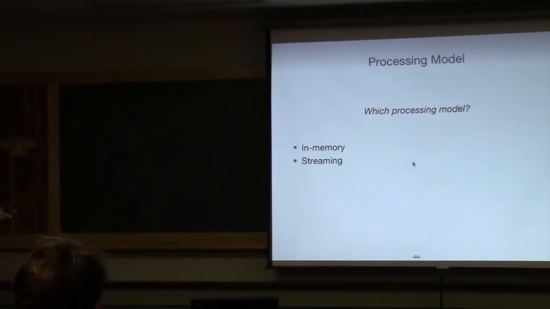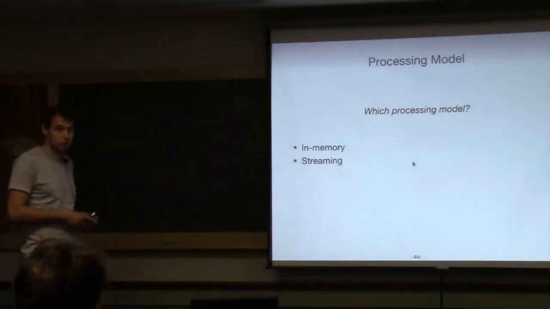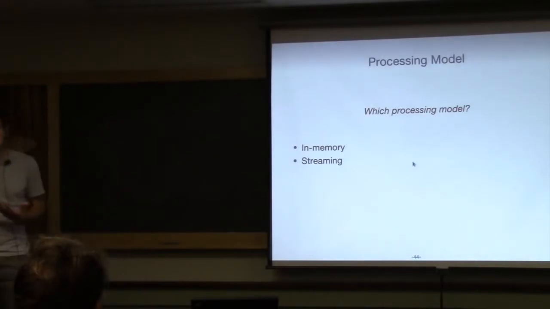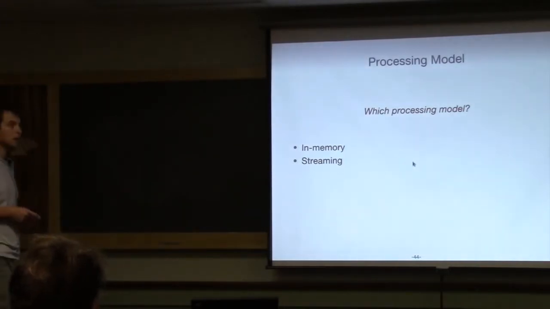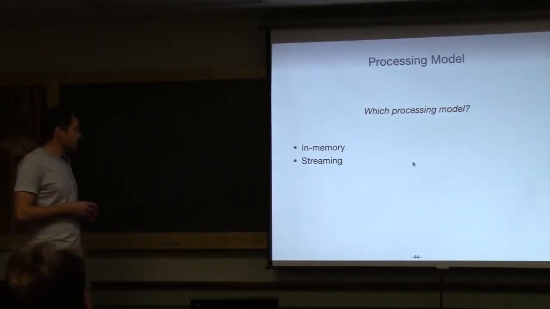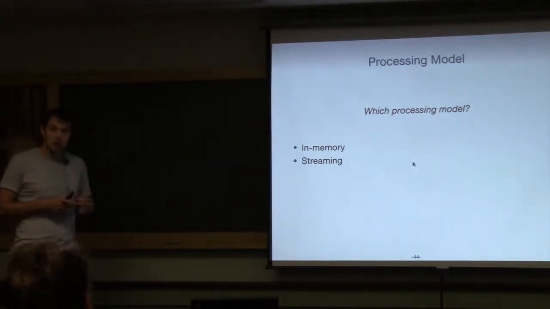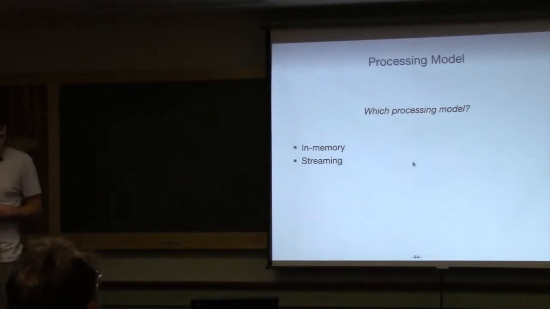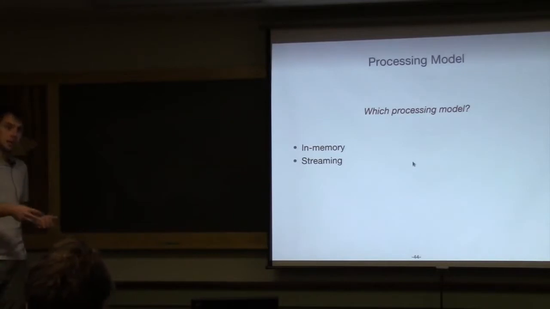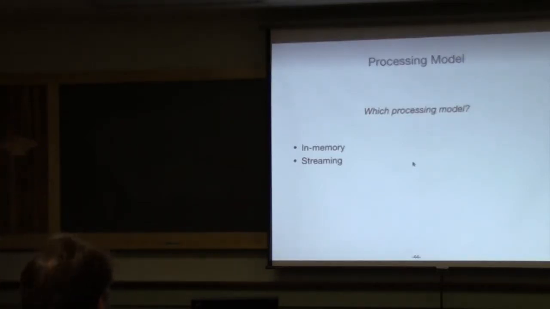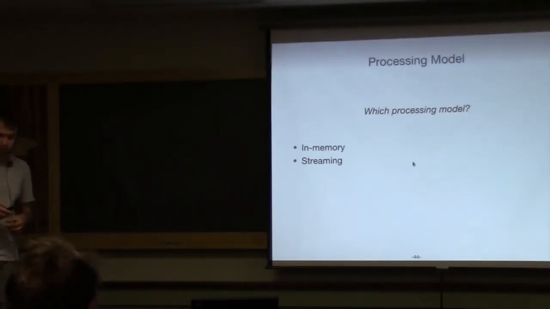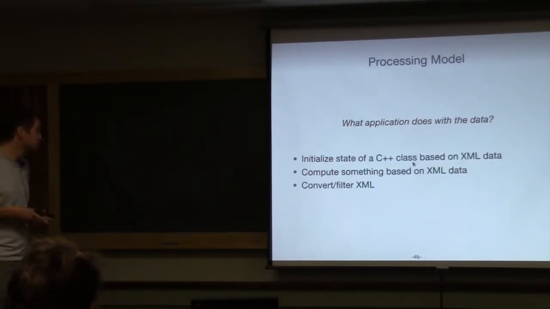Okay, so we are trying to decide which processing model we should use. And remember, the two choices are essentially in memory and streaming. Well, there's kind of a hybrid model in between. This question is actually a bit harder to answer. And to answer it, we need to understand what a typical application actually does with the data stored in XML. And you'd probably imagine that things are quite a lot less typical here. But let's just try to write a list and see how we go.